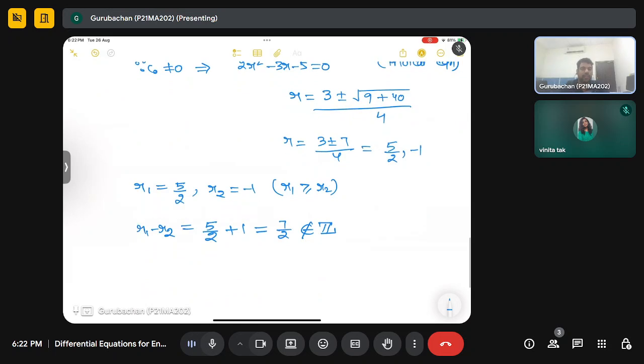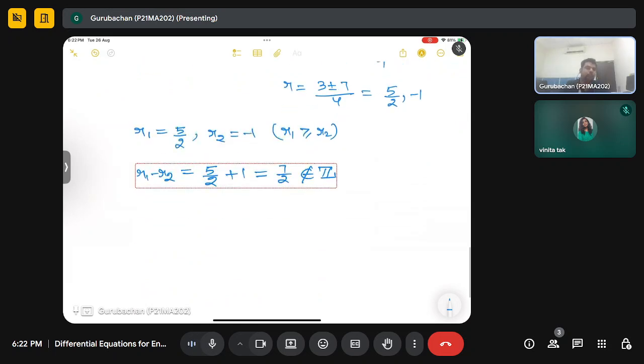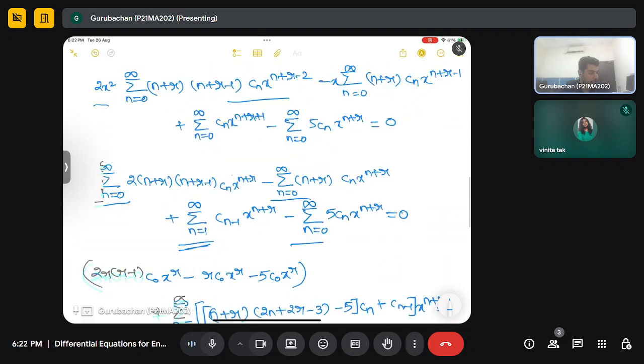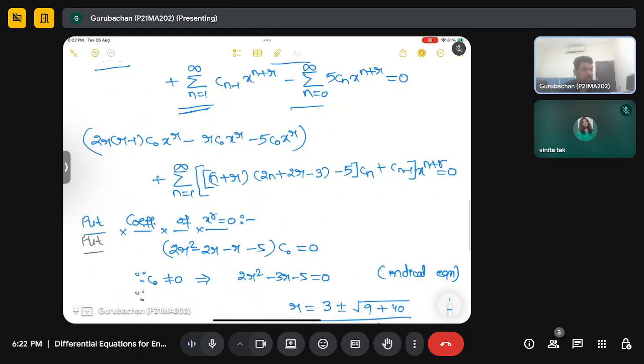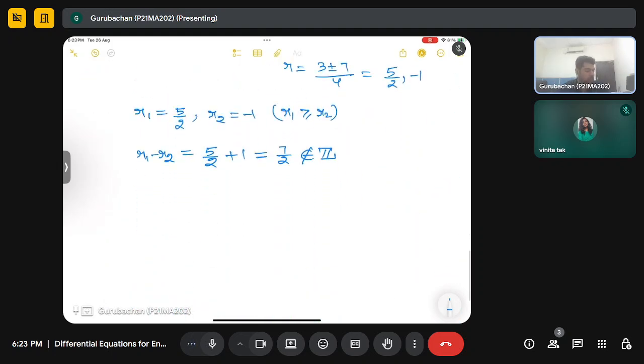So since it is not an integer, we can directly follow the recurrence relation, and we can put the value of R in the assumed series as R1 and R as R2, and we can get the solutions y1(x) and y2(x). So what is the recurrence relation?